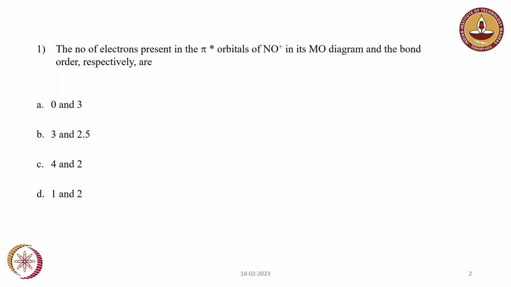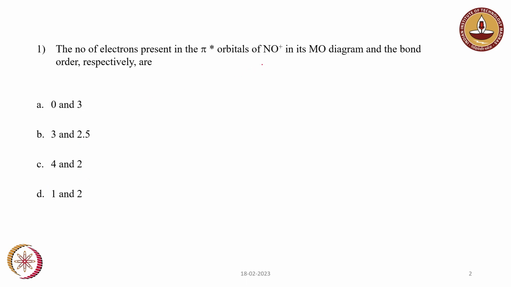So the question number 1 is the number of electrons present in the pi-star orbitals of NO+ in its molecular orbital diagram and the bond order respectively are. First option is 0 and 3. B is 3 and 2.5. C is 4 and 2 and D is 1 and 2.